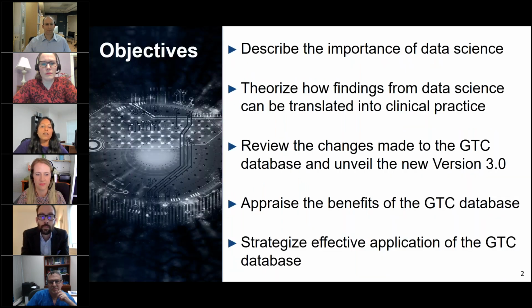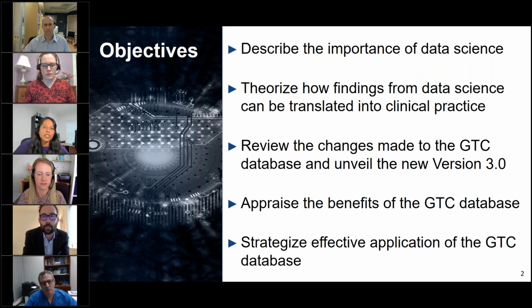Today, we're excited to unveil our GTC's third version of the Global Tracheostomy Database. Our Global Tracheostomy Database provides a foundation for clinicians and researchers to use data science to improve care of individuals with a tracheostomy. And so our panelists will present various changes to the existing database and its evolution, describe the importance of data science and tracheostomy management, theorize how findings from data could be translated into clinical practice, and how to strategically access and utilize the GTC database to experience its benefits.